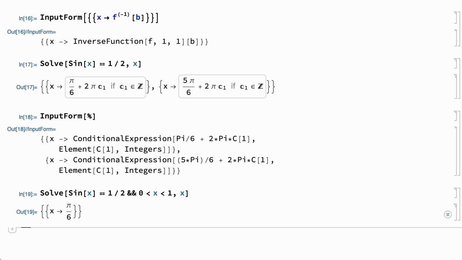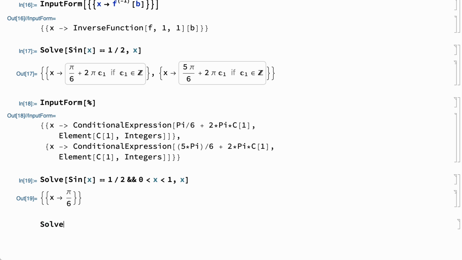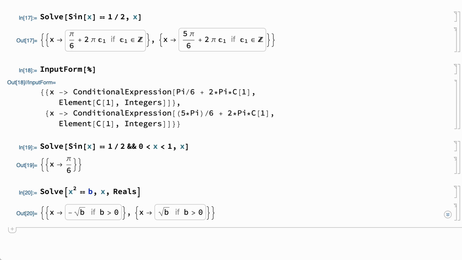Results using conditional expression come up in many situations. For example, the conditional expressions in this result indicate that the specified solution is correct only when the parameter b is greater than 0, which happens because this equation has real solutions only when b is greater than 0.